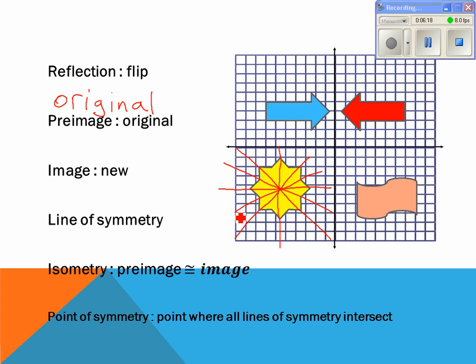Here, here, and here. How many lines of symmetry are there? A lot. A lot's not an answer. Right, but that is one of the things on that.